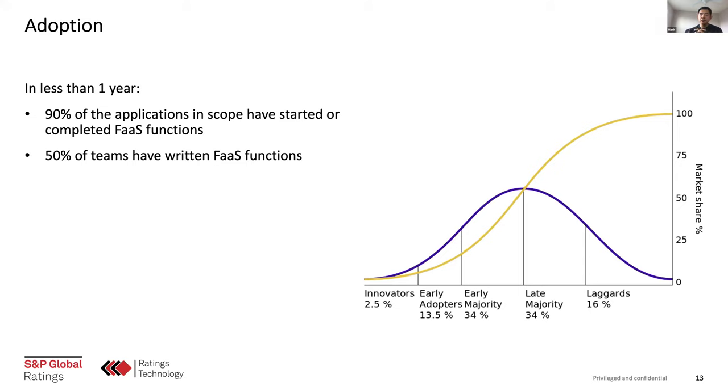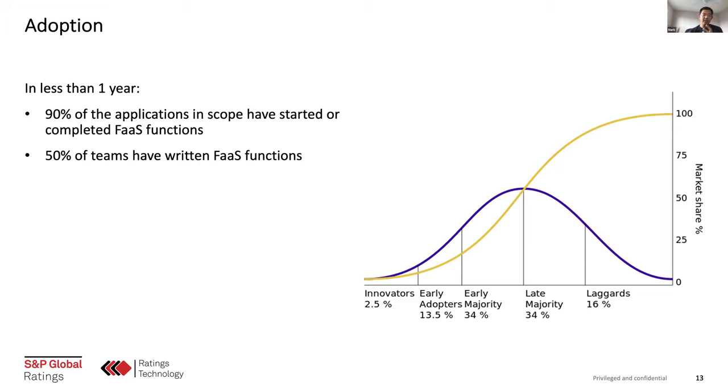This technology is very new and exciting, right? I think a couple of takeaways. One is that with that open contribution model, teams are able to come in and contribute and really get excited and get onboarded with this, right? So we have 90% of the application in scope for this year, meaning 90% of our application portfolio have either started or completed FAS function.